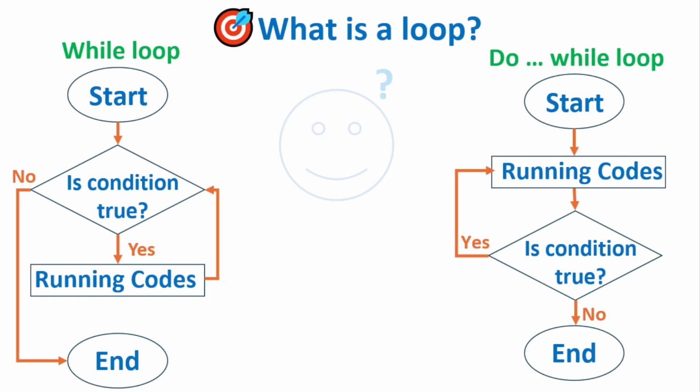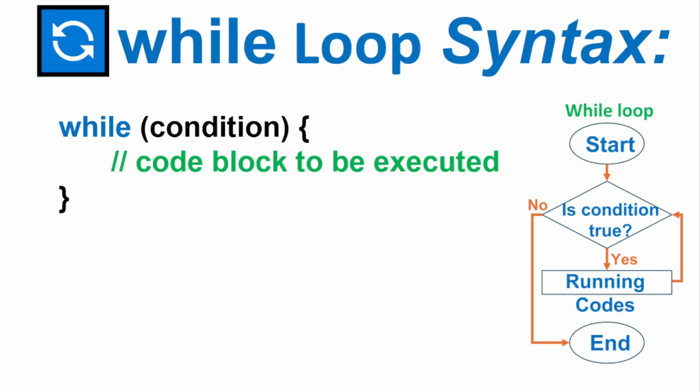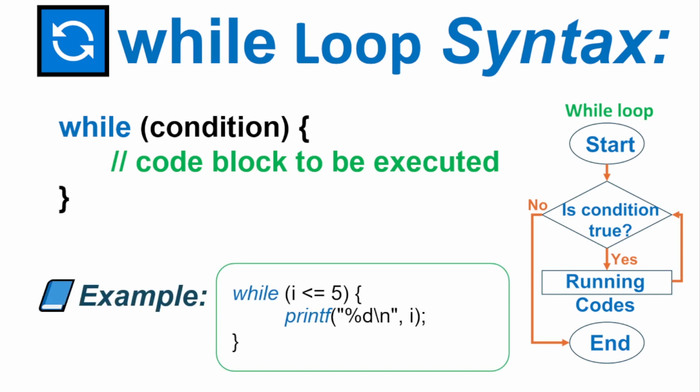This structure is particularly useful when you need the loop body to run at least once before any condition is checked. Number two, while loop syntax checks the condition before executing the block. If the condition is true, the block runs, and repeats until the condition becomes false. You can see the example. More examples are available at the end of this video.